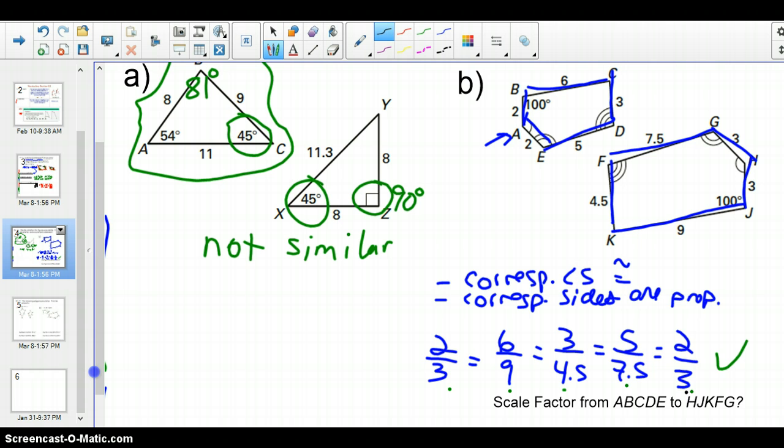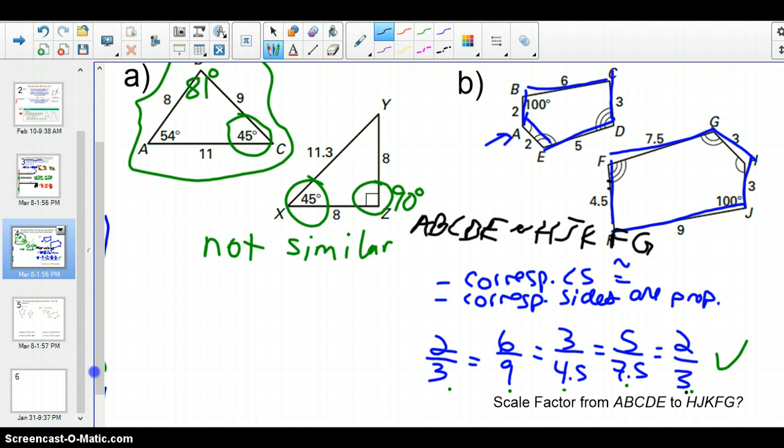So let's write a similarity statement. Quad ABCD is similar to quad, make sure you get the order right, HJKF. Oh, I'm forgetting letters here. Let's try this again. ABCDE is similar to 1, 2, 3, 4, 5. This isn't a quad. Sorry, I've been calling it a quad. It's a 5-sided figure. Okay, so HJKFG.